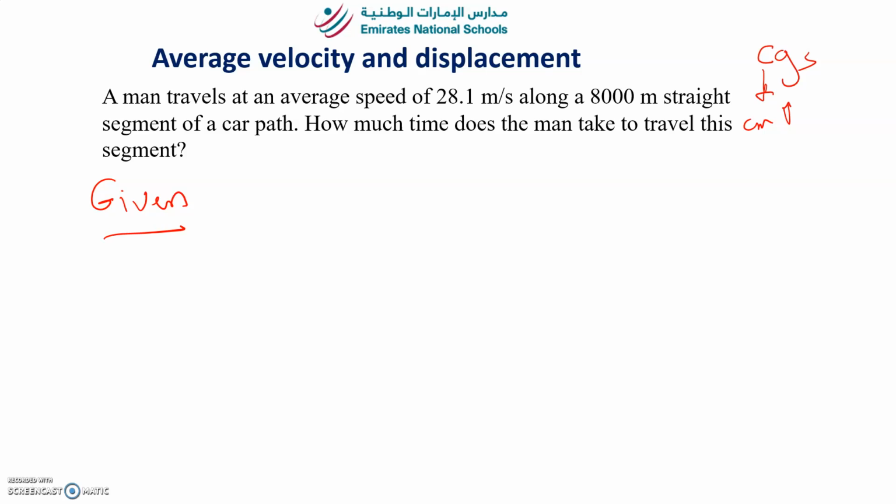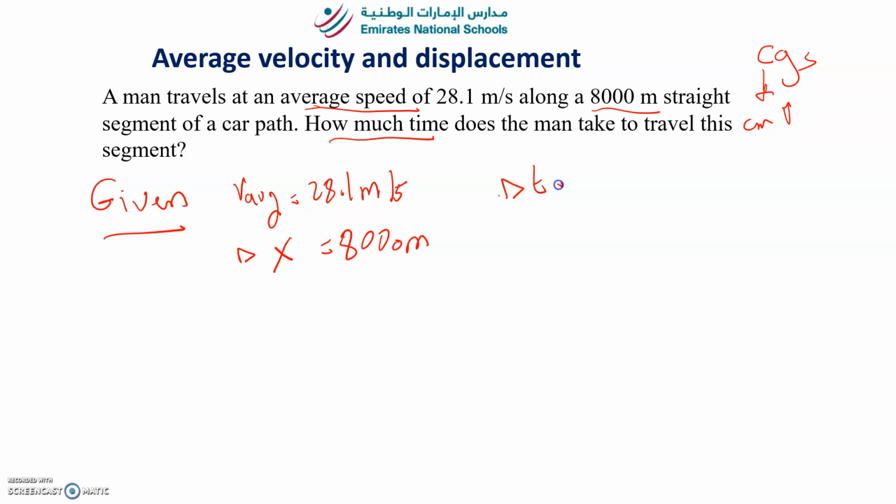So first I have to write the given. The average speed, V average, is 28.1 meter per second. Along 8,000 meter, which is a unit for displacement. The symbol for displacement is delta x, so delta x is 8,000 meter. I need to find how much time the man takes to travel this distance. The symbol for time is delta t, which I don't know.